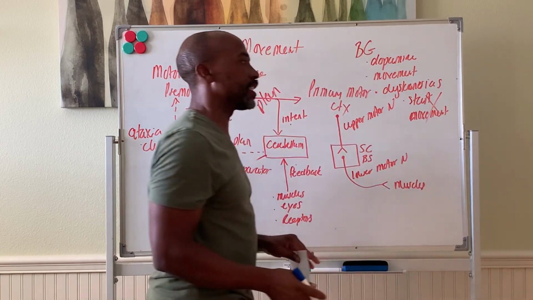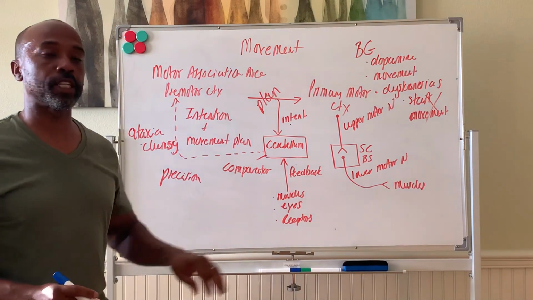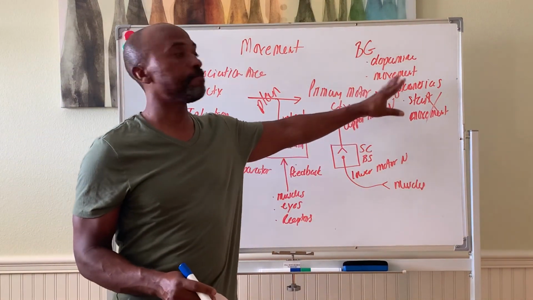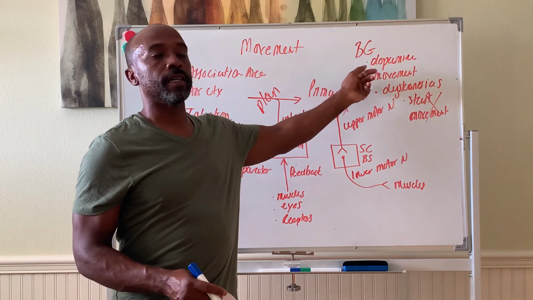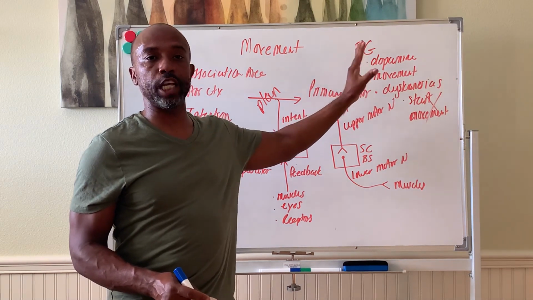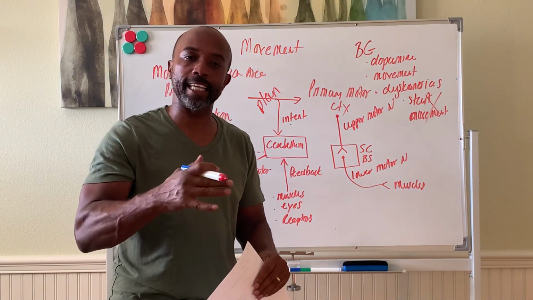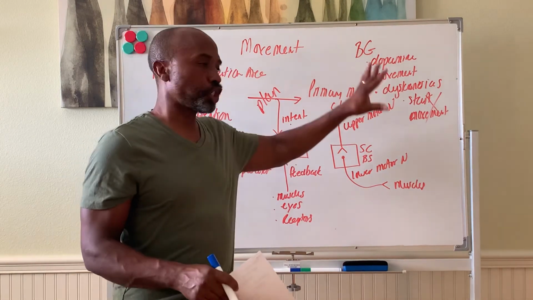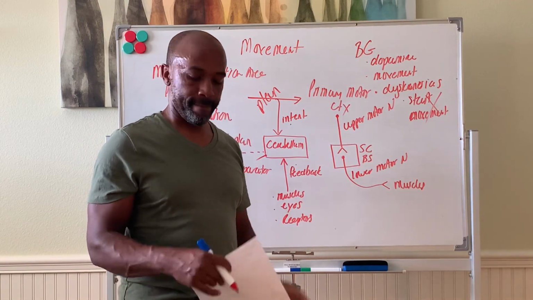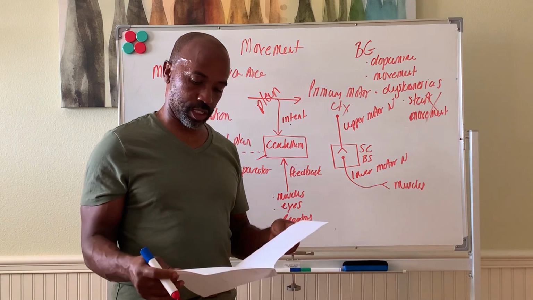Because that circuit is affected. Okay? This is what happens a lot in Parkinson's disease. The nigra stops making dopamine, and then a person's kind of stuck. They can't start a movement because the circuitry is off in some way. Okay, we'll stop there for now.